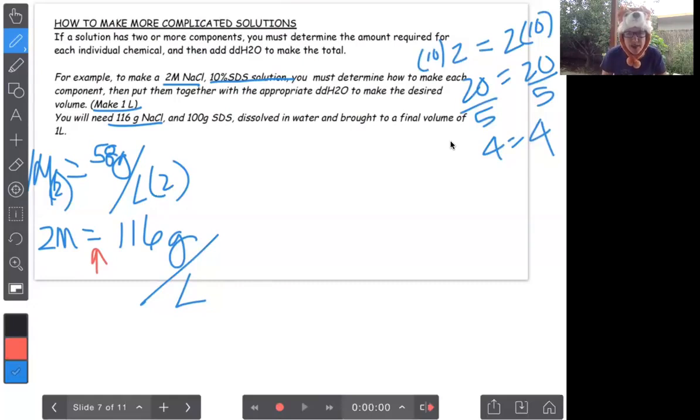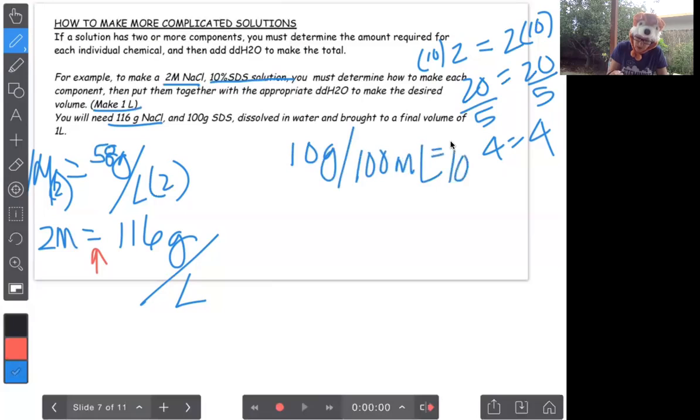Okay, but now we haven't done anything with SDS, so we got to figure it out. But we want a 10% SDS solution. You know, we've already made a 10% solution before, right? What's a 10% solution of SDS? We know that equals 10%, right? Because 1 gram in 100 is 1%, 10 grams in 100 is 10%. But we don't want 100. We want a liter. How many mils is in a liter?